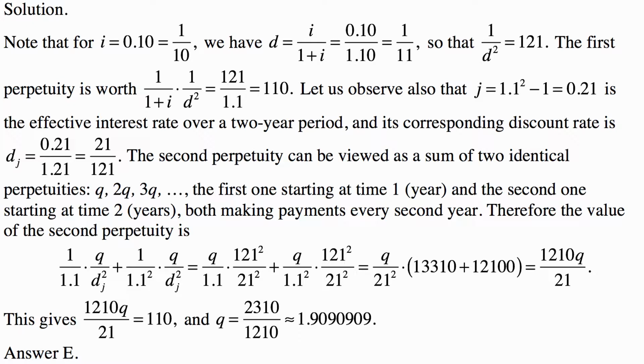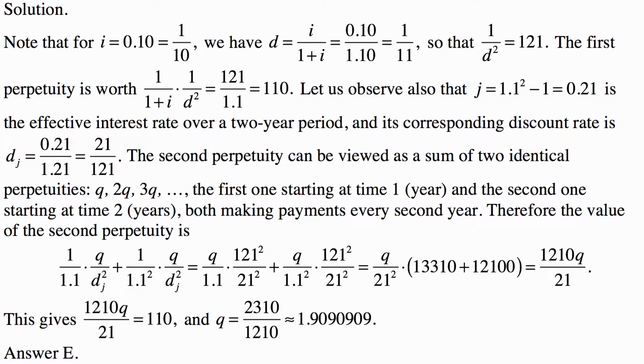So in this case, because the first payment comes at time 1, it's v times 1 over d squared, or 1 over 1 plus i times 1 over d squared. That's the same as 121 divided by 1.1, and that's equal to 110. Let us also observe that if we take j to be such that 1 plus j is 1.1 squared, so that j is 1.1 squared minus 1, and so it's 0.21, that's the effective interest rate over a 2-year period, and its corresponding discount rate is 0.21 over 1.21, which is 21 over 121.